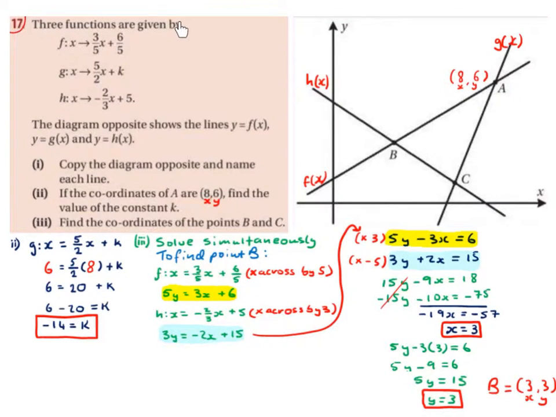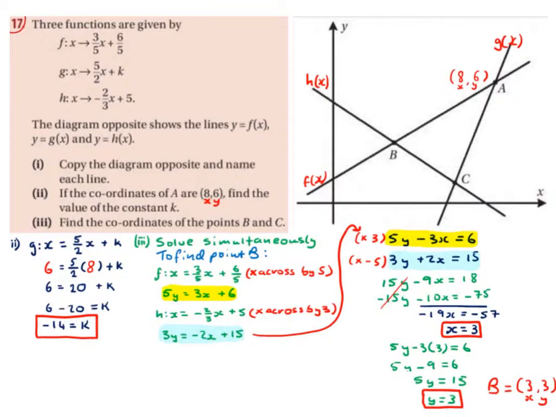Three functions are given by f of x maps to 3 over 5x plus 6 over 5, g of x maps to 5 over 2x plus k, h of x maps to minus 2 over 3x plus 5. The diagram opposite shows the lines y equals f of x, y equals g of x, y equals h of x. Copy the diagram opposite and name each line.